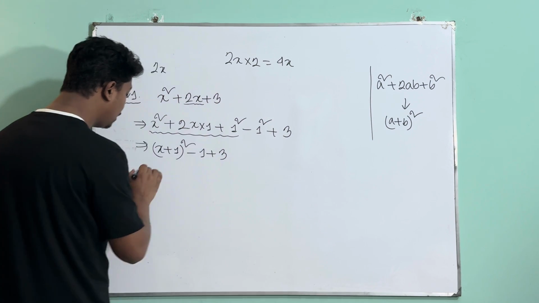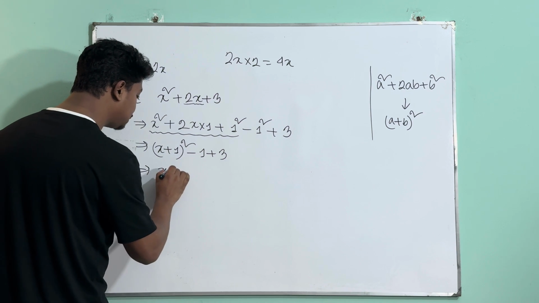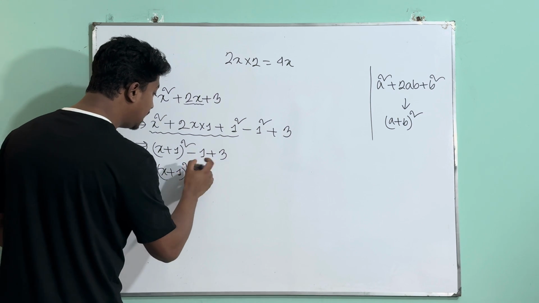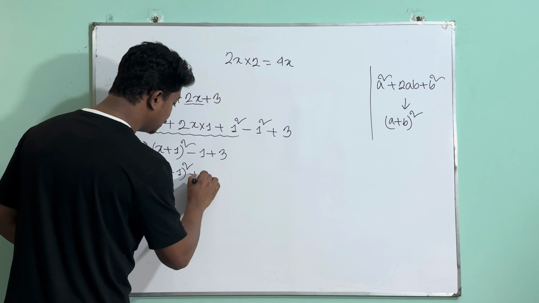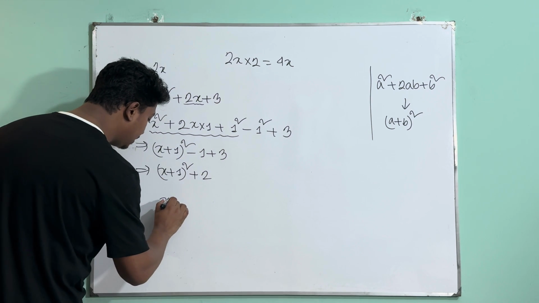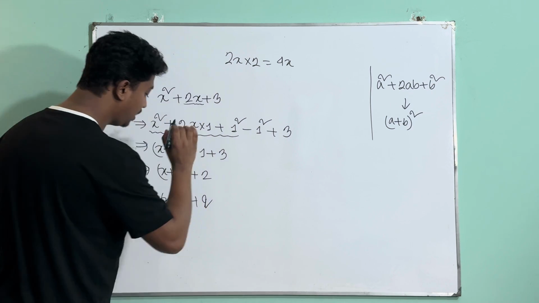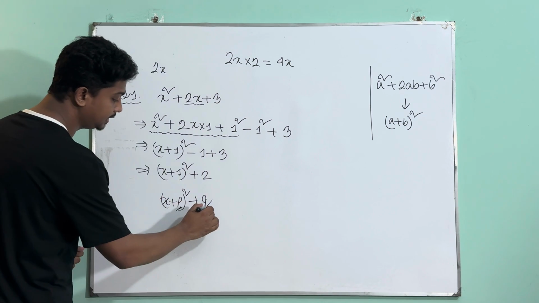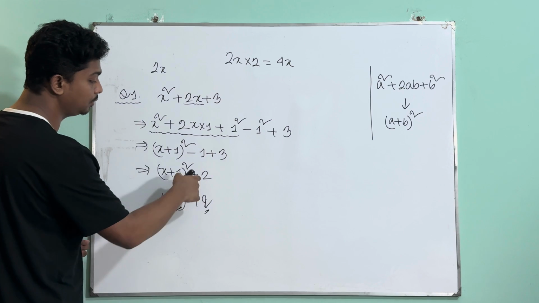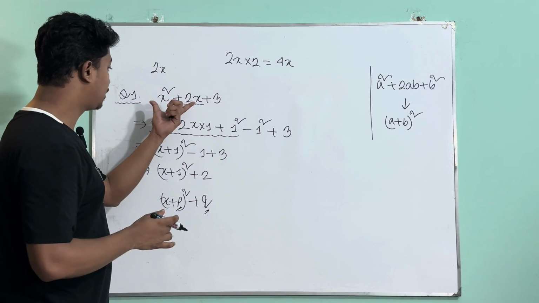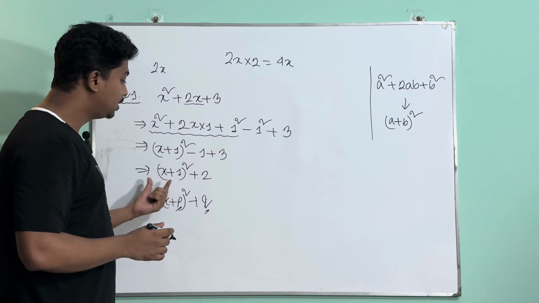Let's keep it like that. And we can easily calculate x plus 1 whole square minus 1 plus 3. That gives us 2. Now see, it has successfully been converted to x plus p whole square plus q. So this is p, this is q, p equals 1, q equals 2. And just like that, a quadratic expression has been converted to square terms.